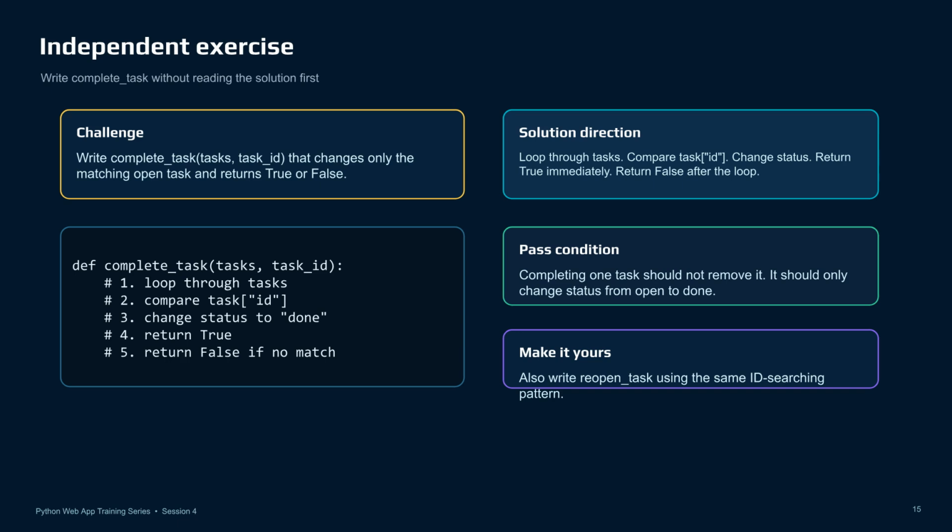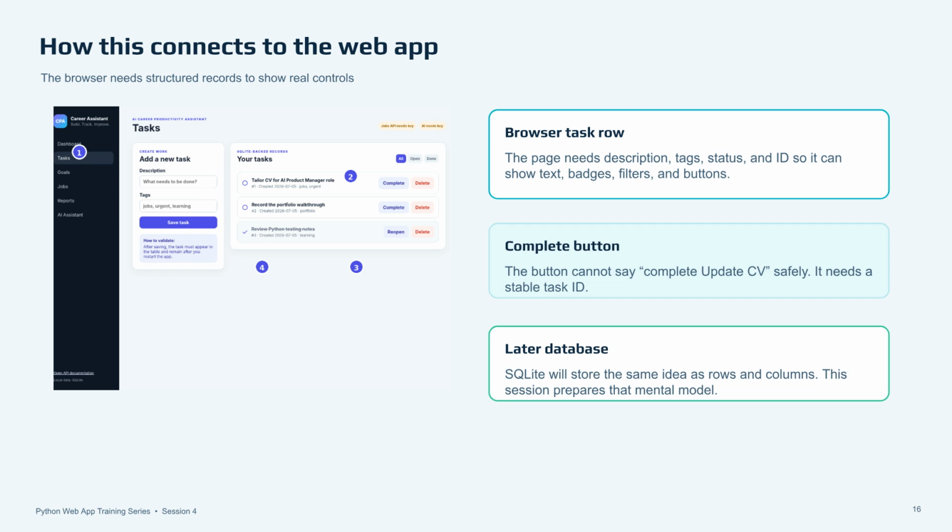For your independent exercise, try writing a function to complete a task by its ID. Remember, the goal is to update the status of the record while keeping the data structure consistent. This slide connects our code to the web interface. We need structured records with IDs so the browser can accurately render buttons, tags, and filters. By mastering this mental model, we prepare our data for storage in a database like SQLite.